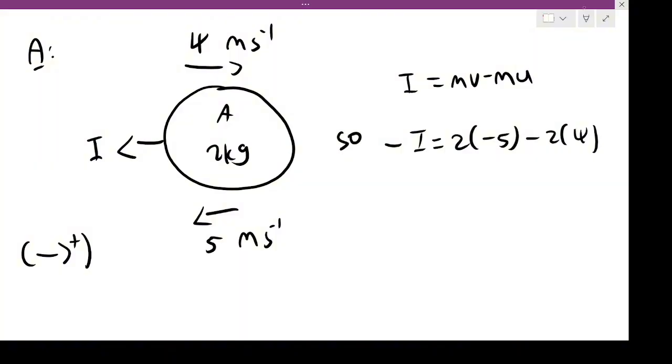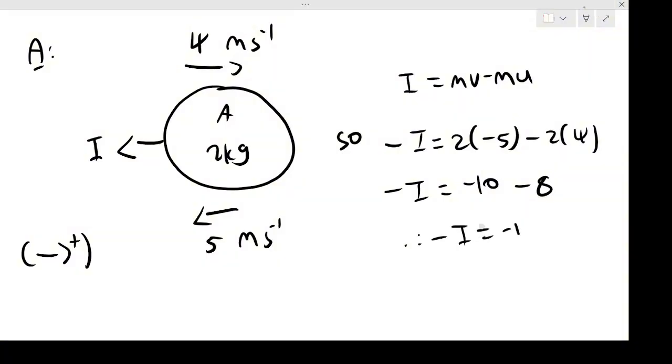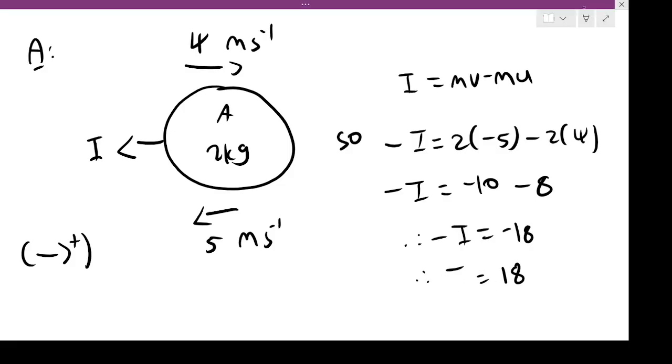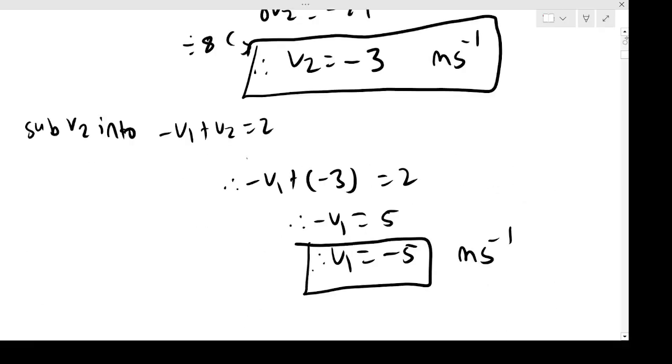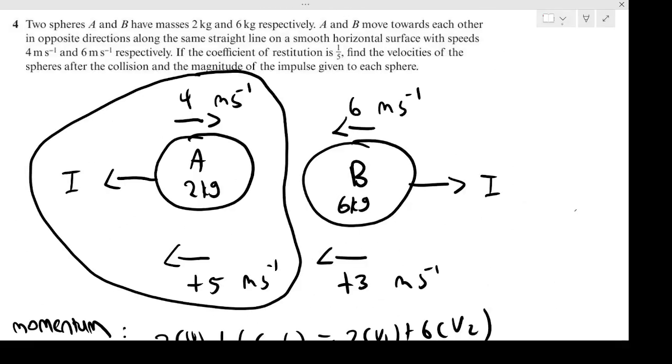The negatives are here to account for the negative direction. So minus I is going to be minus 10 minus 8. So therefore minus I is minus 18. Therefore I is just positive 18 as expected. And there we are. That is my impulse there. Now, we could also consider B if we want to.